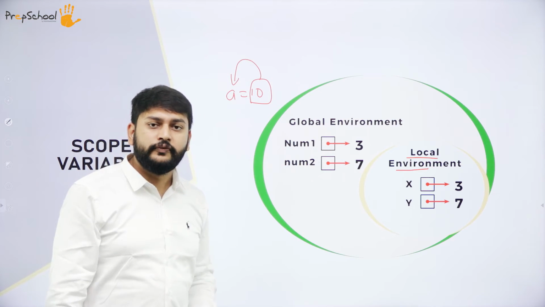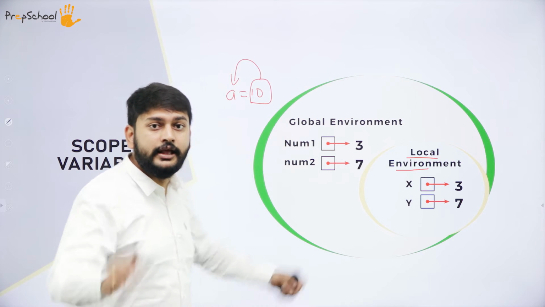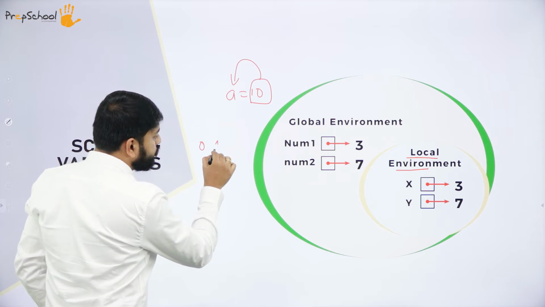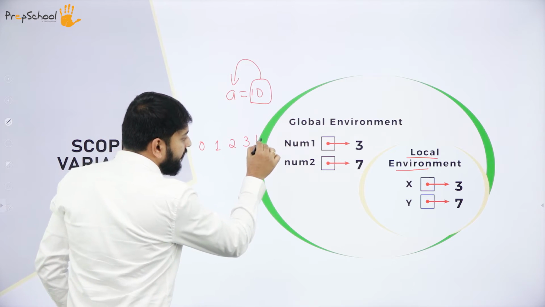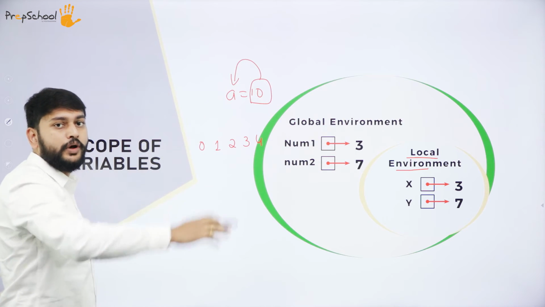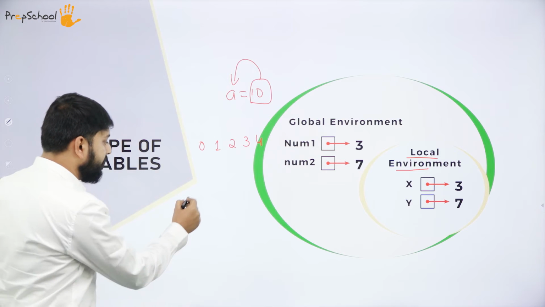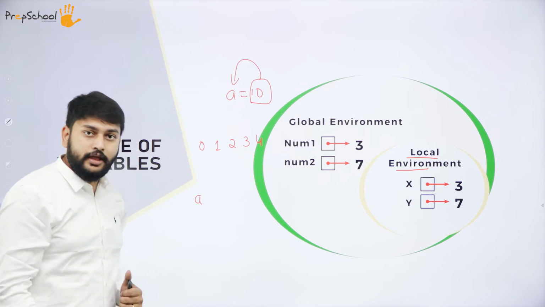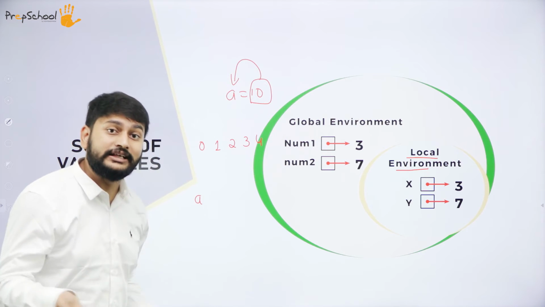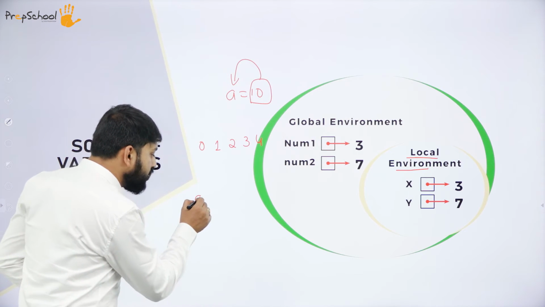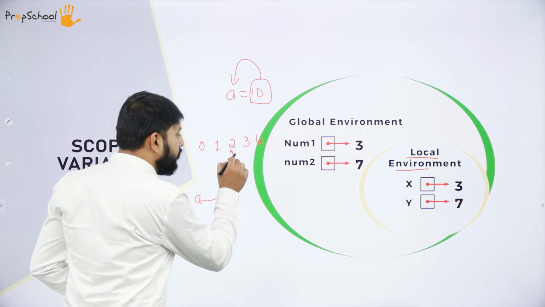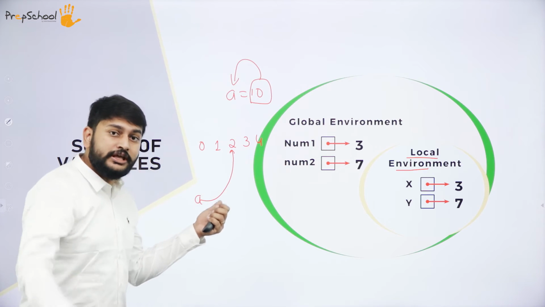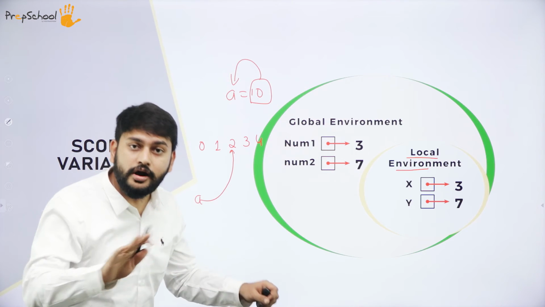You are not understanding? Please listen here. Let me take an example. You have 1, 2, 3, 4, 5, like that you have the numbers. I have a, and I want to store 2 in this a. What exactly happens in Python? a stores the reference of 2. It does not store the value exactly. a stores the reference, not the value.